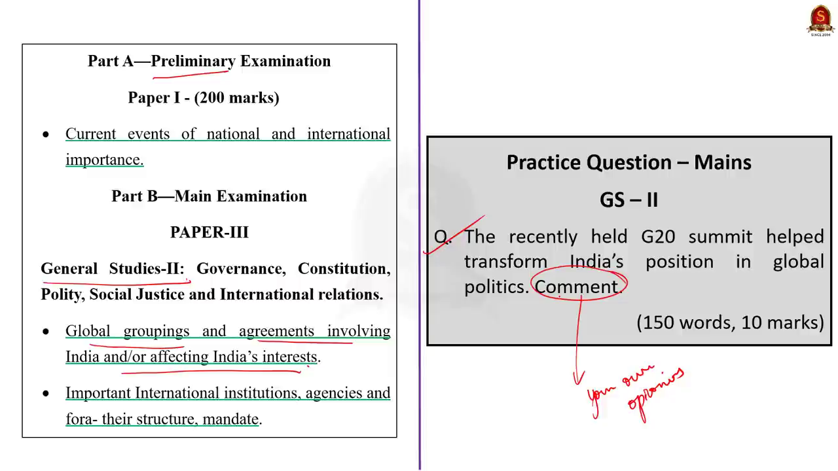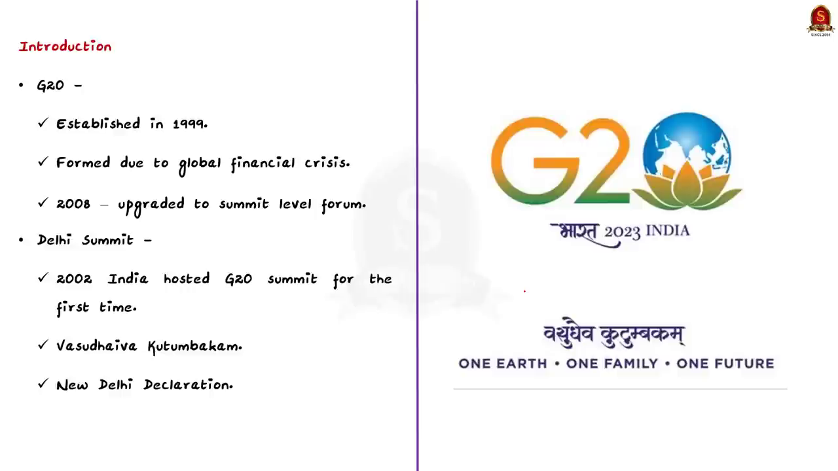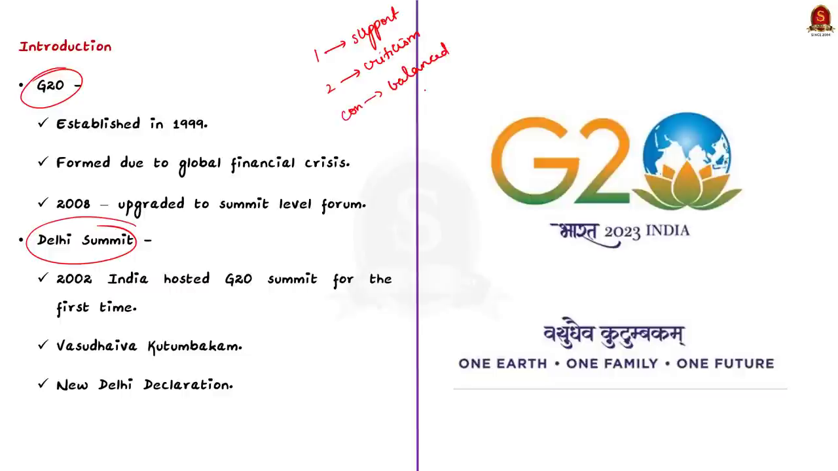Now how to approach this specific question? The question says that the recently held G20 summit helped transform India's position in global politics. So in the introduction part, you have to write some points about the G20 Delhi summit. The main body of the answer can be split into two parts. In the first part, you can write some points supporting the statement, and in the second part, you can write some points about counter arguments to the statement. In the conclusion part, you have to take a balanced stand. So this is how you approach this question. Now let us start with the introduction.